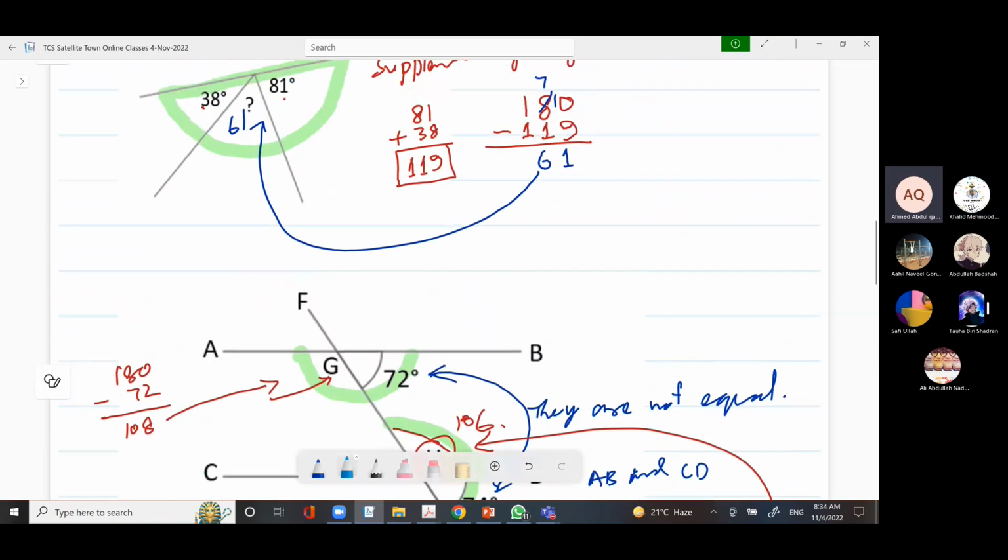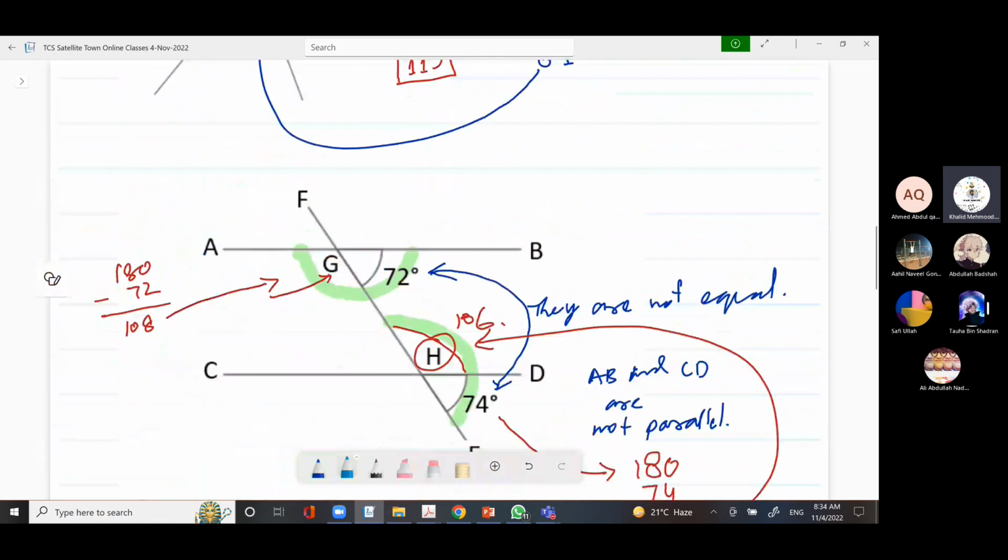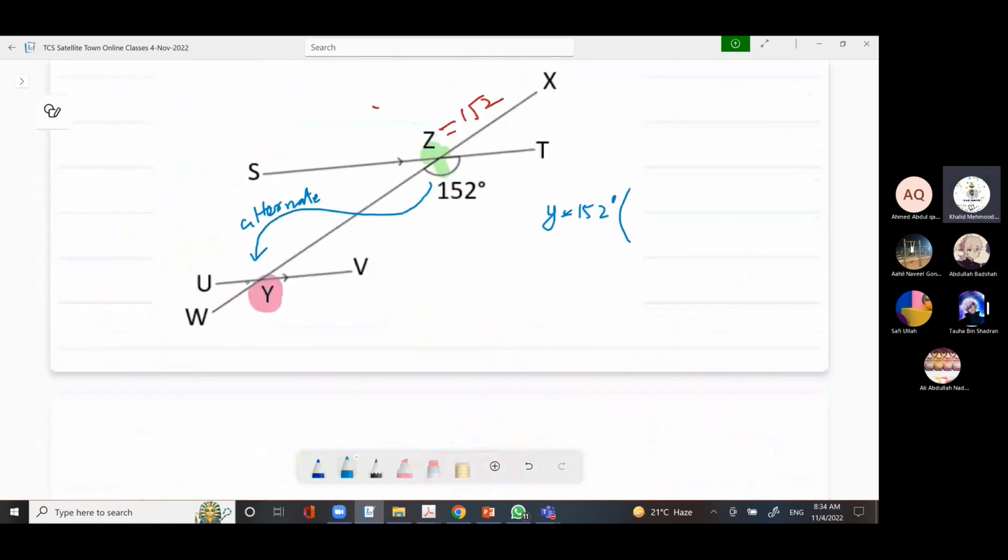Sir, I'm showing you the interior opposite. There is no interior opposite here. This is not the value of Y. Y is here, exterior. This is a corresponding angle. We are saying that this is a house. Inside the house, the opposite angle is alternate. But one interior and the same side exterior is a corresponding angle. So we said that Y is equal to 152 because of the corresponding angle.